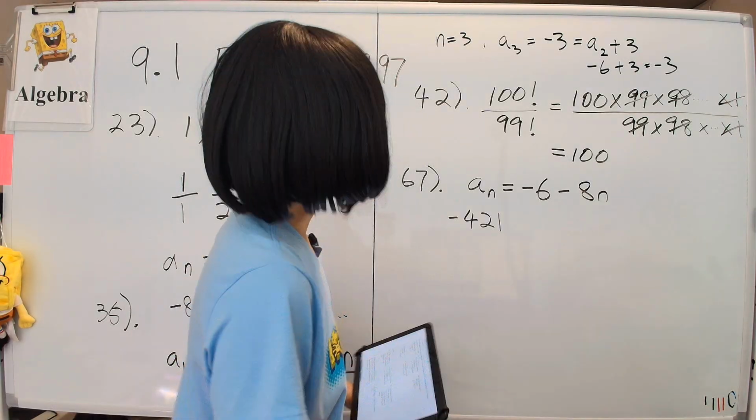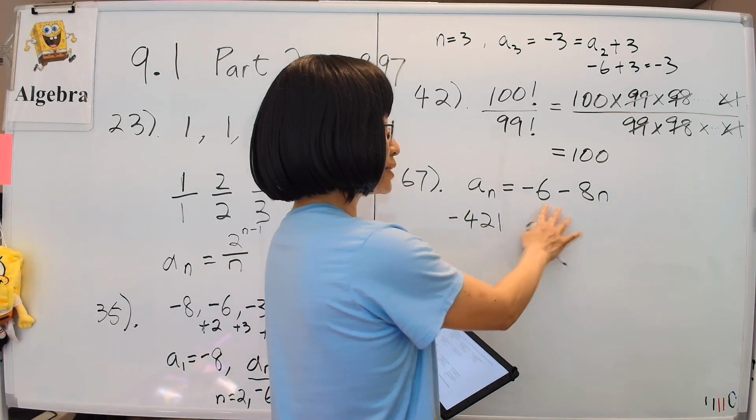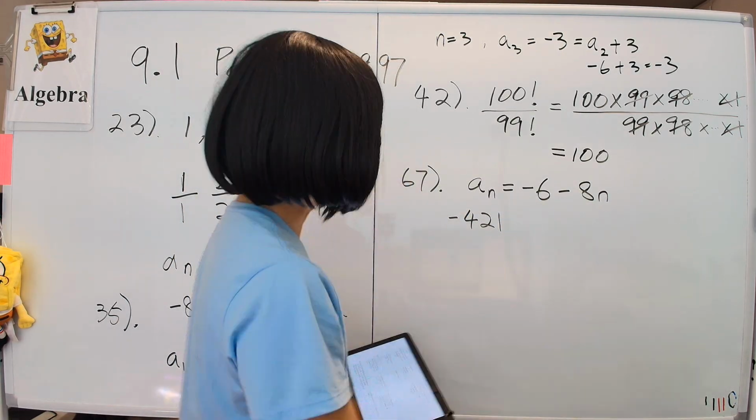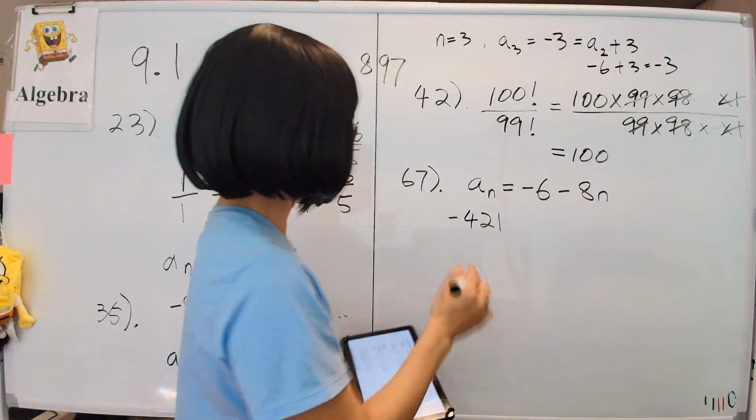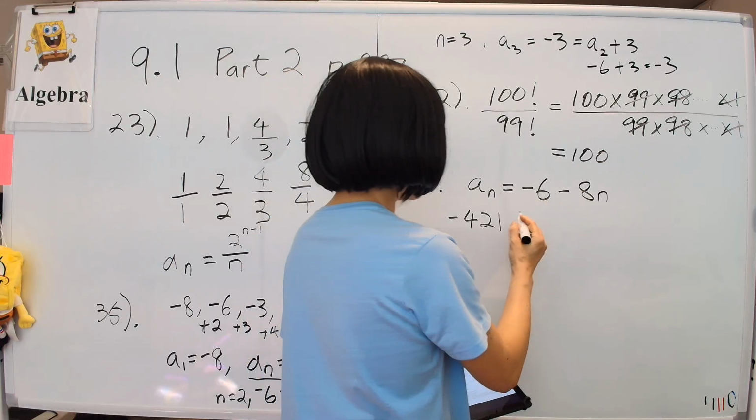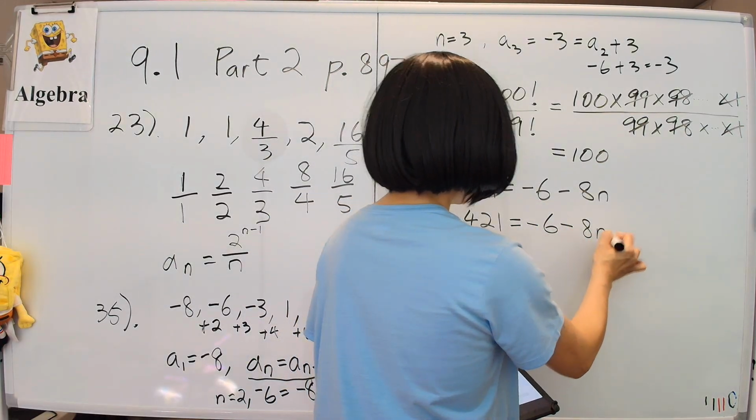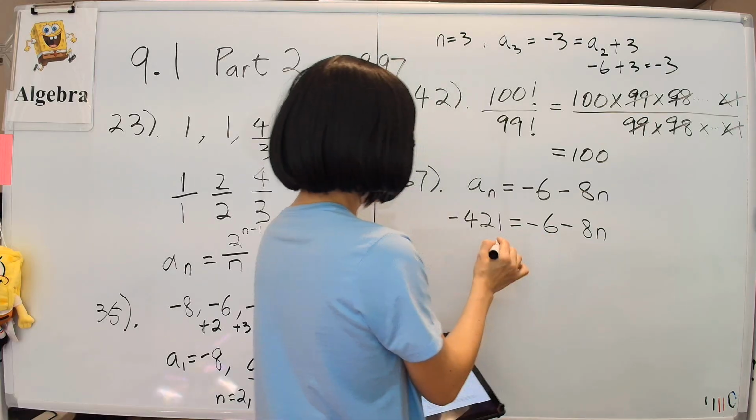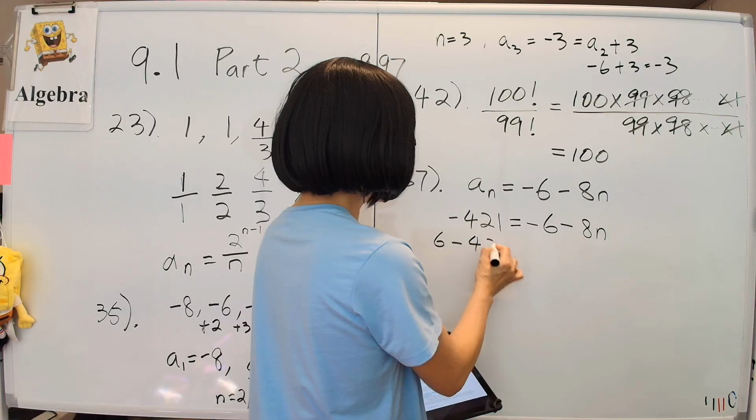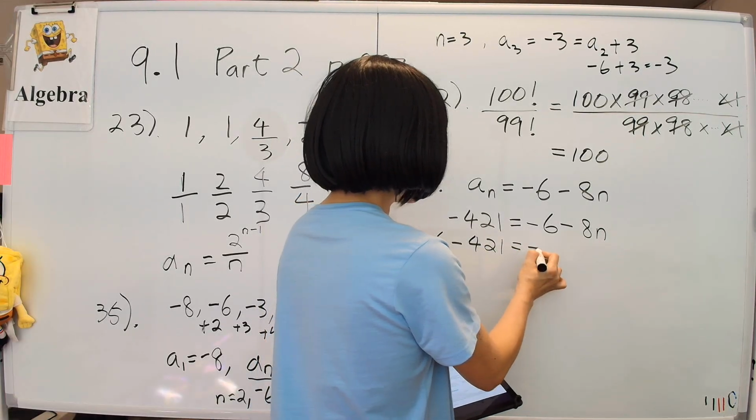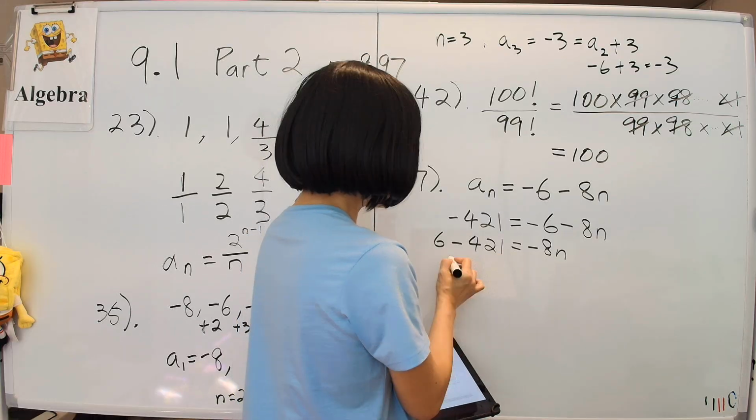Next, let's look at problem 67. We are given that the sequence an is presented this way. The question is, what about this number? Is this part of the sequence? Well, we can figure that out by setting this number equal to an and see if we can figure something out. Minus 6 minus 8n, and that means 6 minus 421 had better be equal to negative 8n, or n equals this number divided by negative 8.